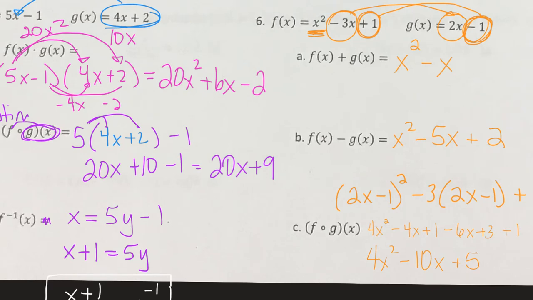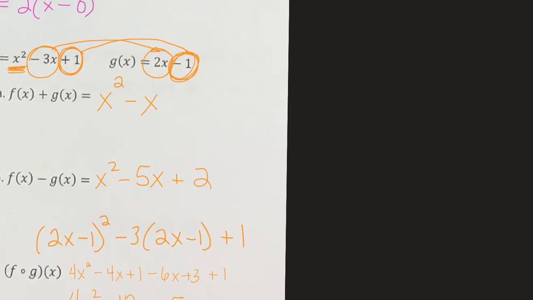So here are our answers to these combinations and compositions and inverses. Okay, when we find an inverse, you switch your x and your y, and you solve for y. And then we use the inverse notation. Okay, super job. Let's see what else we got. It's over here somewhere. There it is.